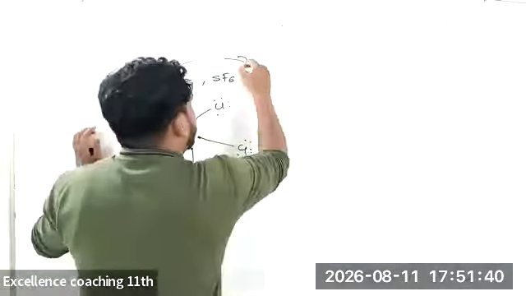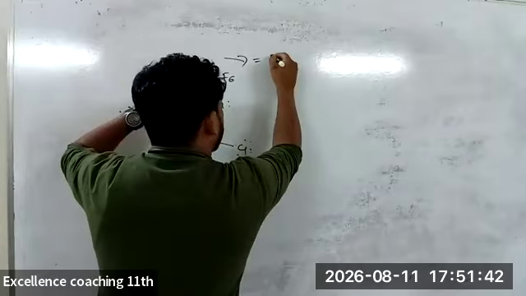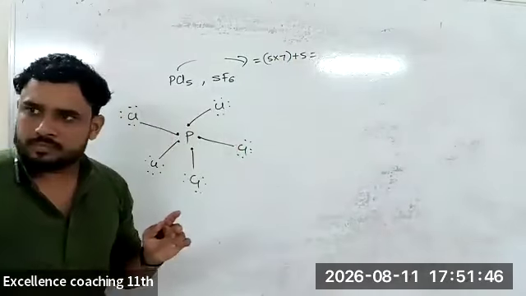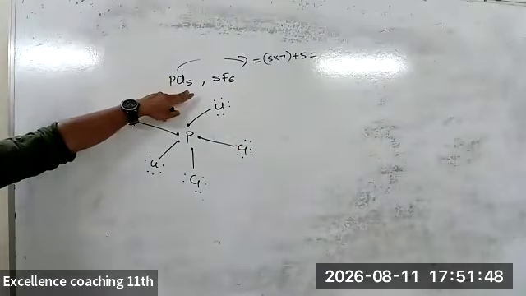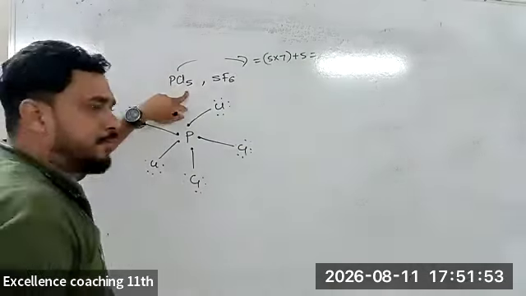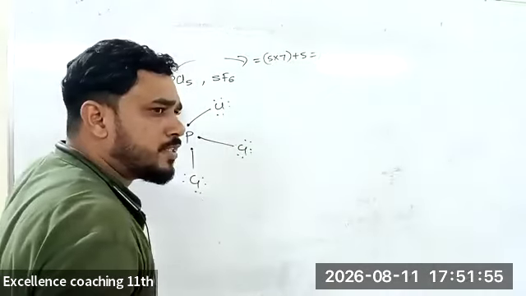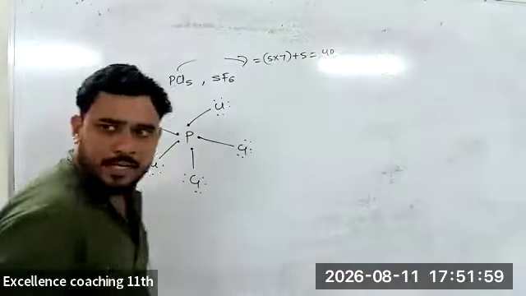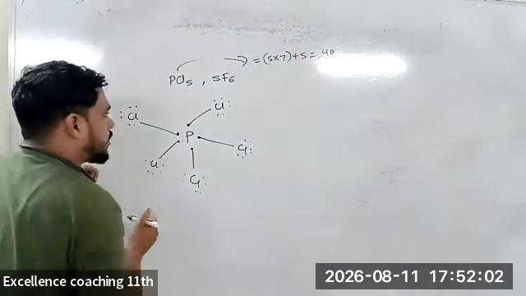Let's do it. Tell me how many valence electrons are there in PCl5? Five into what? Chlorine has 7 valence electrons. So 5 into 7 is 35, and phosphorus has 5 valence electrons. So 35 plus 5 is 40 valence electrons. Yes or no? So 40 valence electrons.